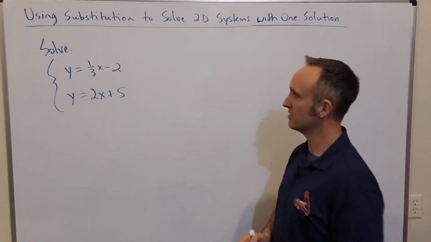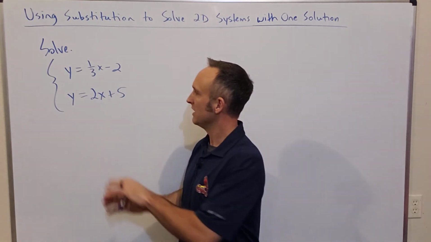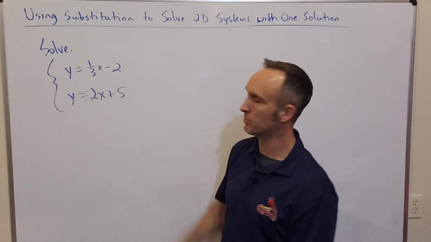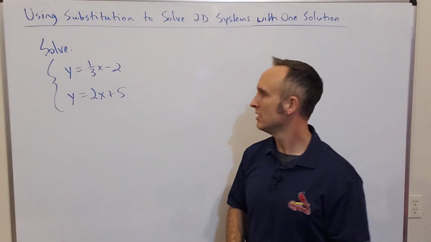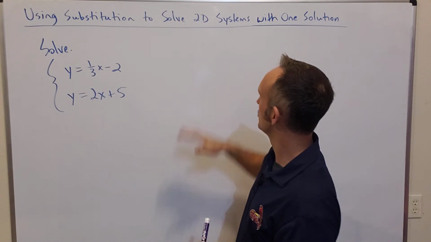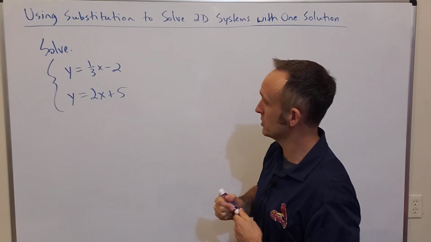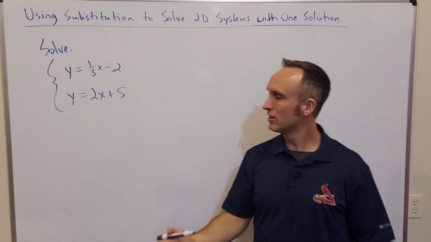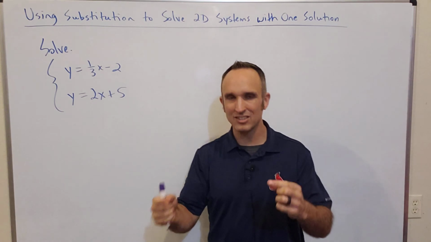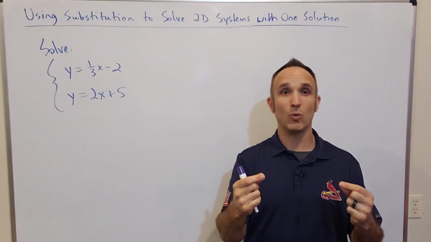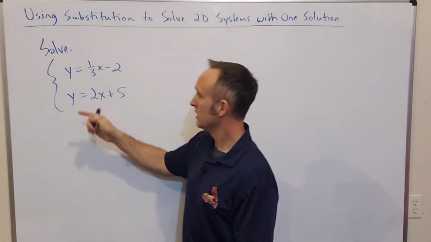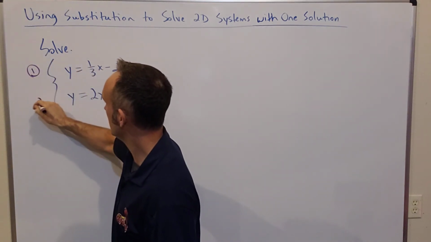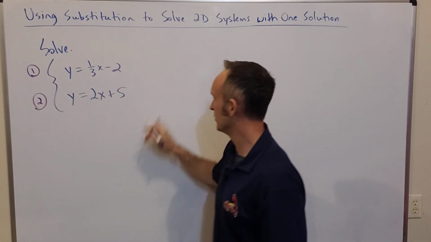Okay, so in this case, this one's a bit different. The equations aren't in what we call standard form. They're actually in something we call slope-intercept form. That's fine. They can be in any form as long as they are two-dimensional linear equations, which these are. If I want to use substitution, I need to know what x or y is. And luckily, I know what y is in two different forms. So in equation 1, y is 1/3 x minus 2, and in equation 2, y is 2x plus 5.